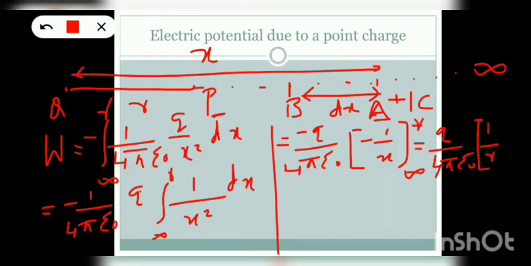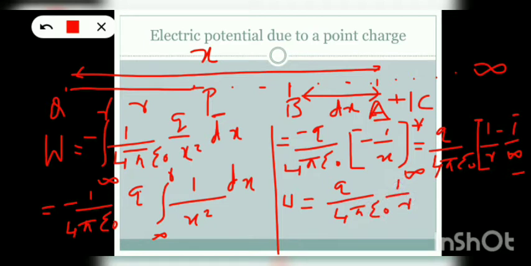1 by r minus, then instead of x, substitute the lower limit. Which is the lower limit? Infinity. So you will get 1 by infinity. And what is 1 by infinity? 1 by infinity is 0. So you will get the total work done W equal to q by 4 pi epsilon naught into 1 by r. And if you rewrite this expression, you will get 1 by 4 pi epsilon naught into q by r.